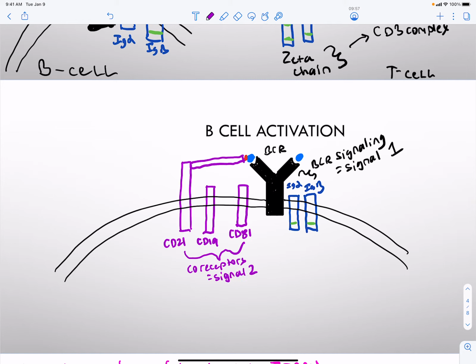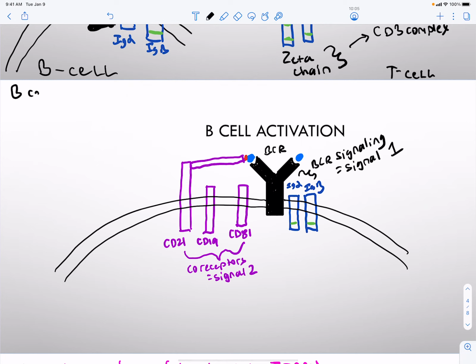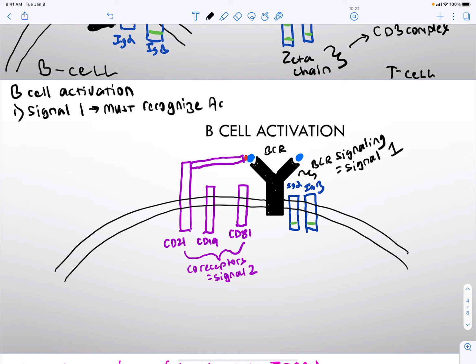So what is the purpose of signal 1 and signal 2? Well, one way to think about it is, if you think about B cell activation, one, it requires signal 1, so it must recognize the antigen. And then signal 2, there must be some signal to identify that this is an actual external antigen, that there is an infection. So you can think of it as sort of an inflammatory signal.